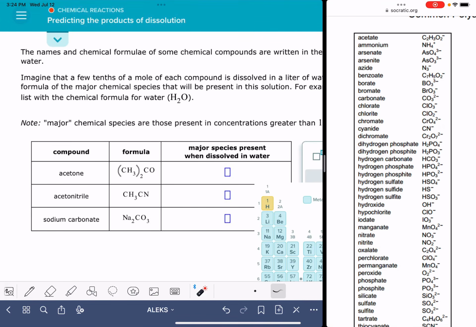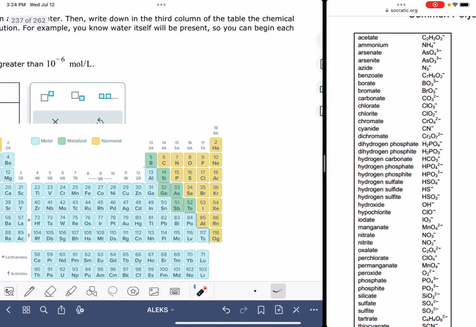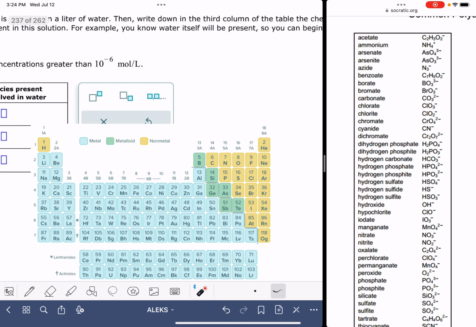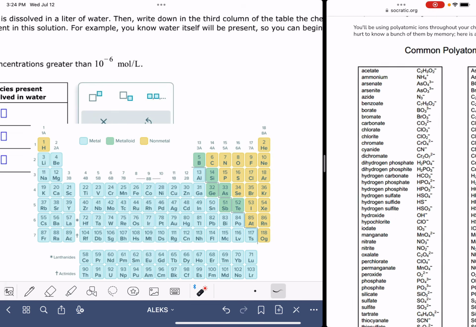In this video, I'll help you solve the ALEKS problem called predicting the products of dissolution. For this problem, you're going to want to have access to a periodic table. I really like ALEKS's periodic table for this problem because it color codes the metals and nonmetals. You're also going to want to have access to a table of polyatomic ions. I'm using the table of polyatomic ions from the website socratic.org.